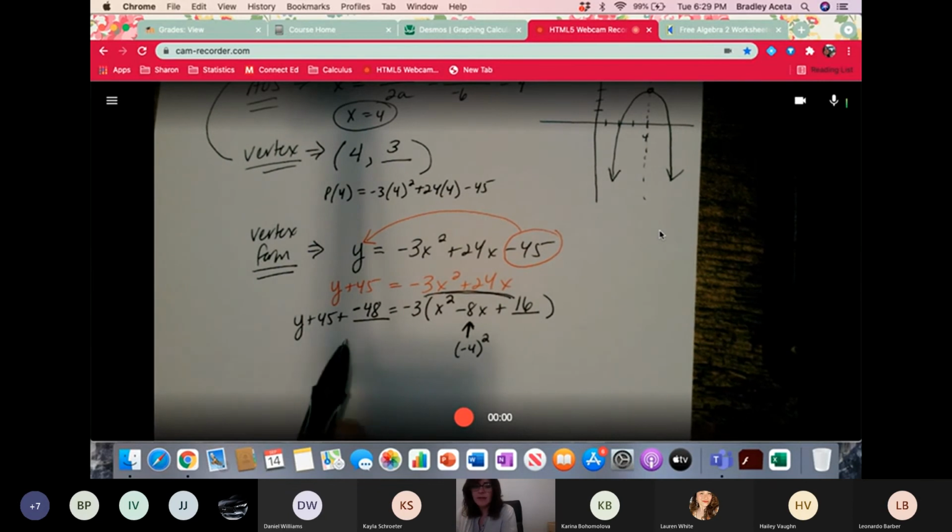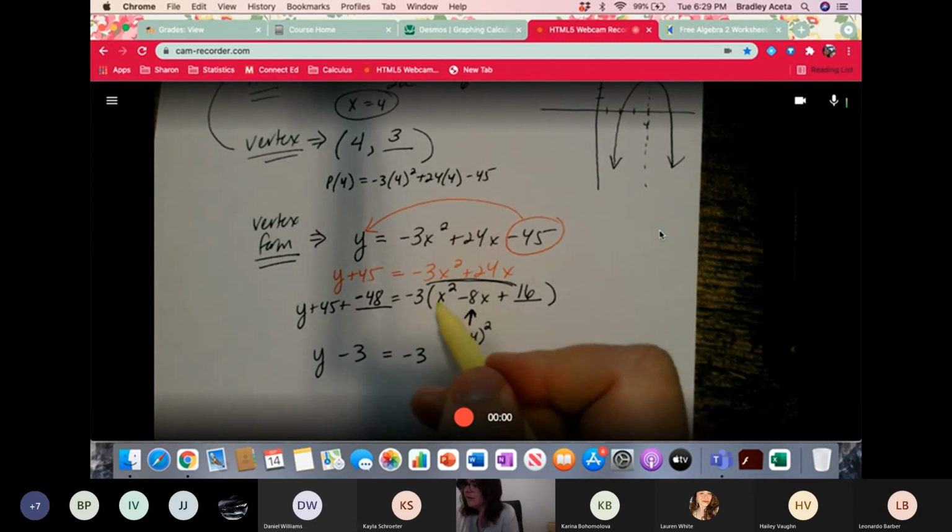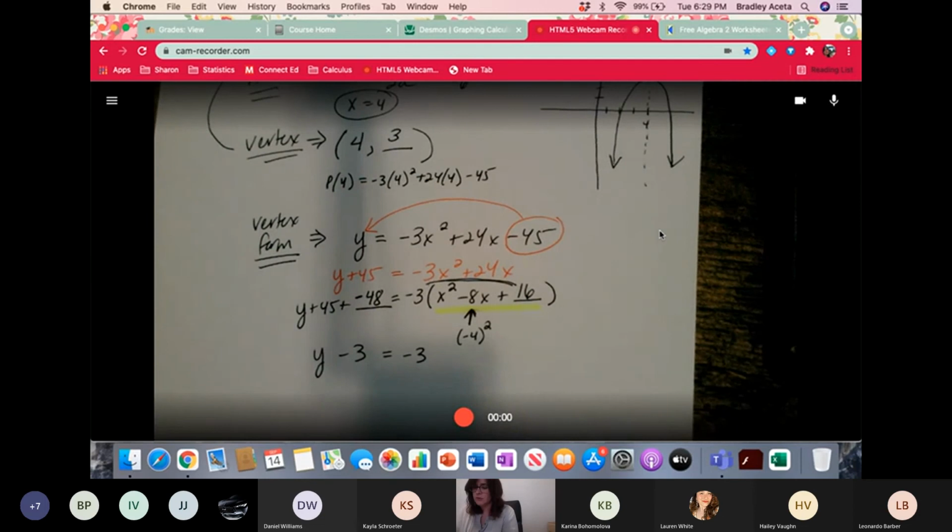Now, let's clean this side up. Let's clean the left up. +45, -48 makes a y minus 3. The -3 stays there. This right here is a trinomial that, if you were to factor it, which you know how to factor, would become x minus 4 squared.